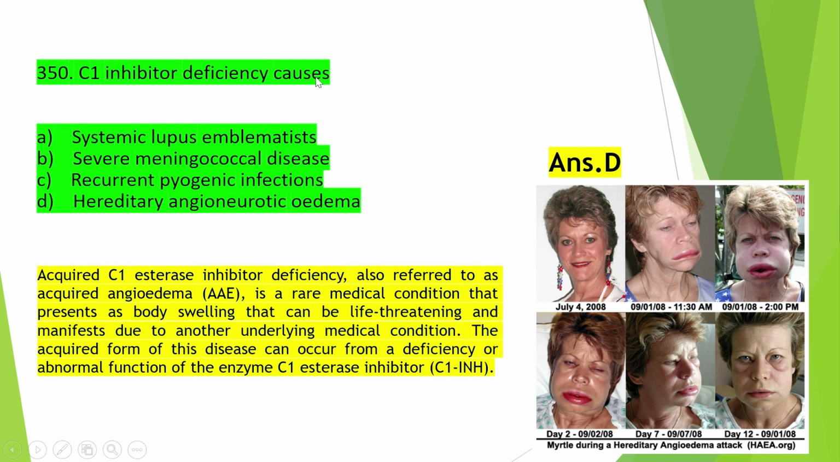So C1 inhibitor deficiency causes this hereditary disease, and acquired C1 esterase inhibitor deficiency, also referred to as acquired angioedema, is a rare medical condition that presents as body swelling that can be life threatening and manifests due to another underlying medical condition. The acquired form of this disease can occur from a deficiency or abnormal function of the enzyme C1 esterase inhibitor. Okay, so this is the normal condition, and in the disease condition the woman is like this.